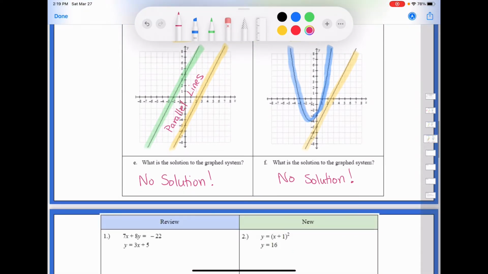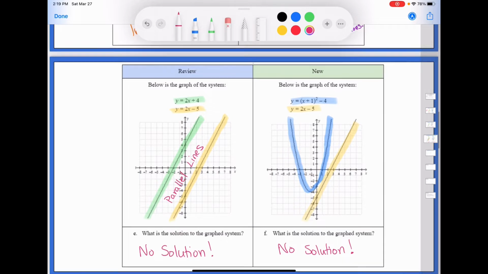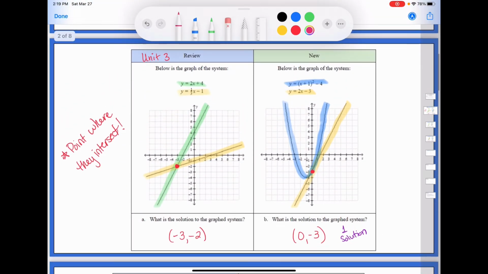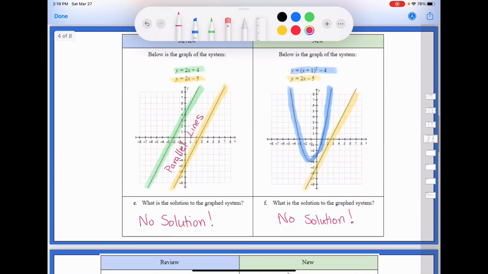So you can kind of see the similarities and the differences with two lines compared to a line and a parabola. The idea is the same though. You're looking for the points of intersection. Sometimes it's going to have one point of intersection. Sometimes it might have two points of intersection. Sometimes it won't have any, so it would be no solution.